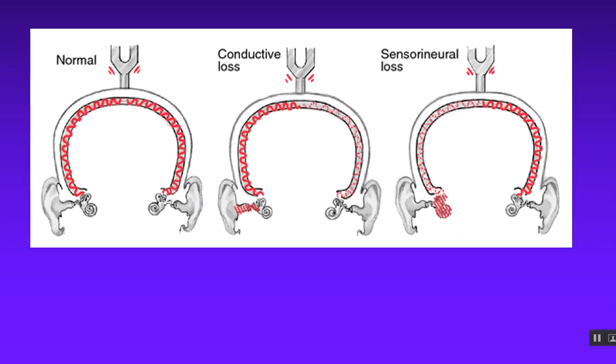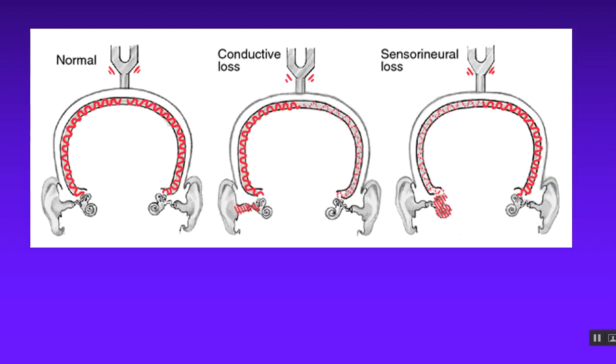Conductive hearing loss is when the external auditory meatus, the canal, is blocked, and sound waves can't actually get into the cochlea. Sensory neural loss is where the cochlea itself, the receptor cells, or the nerve is damaged, and so the sound waves get in, but they can't get translated.